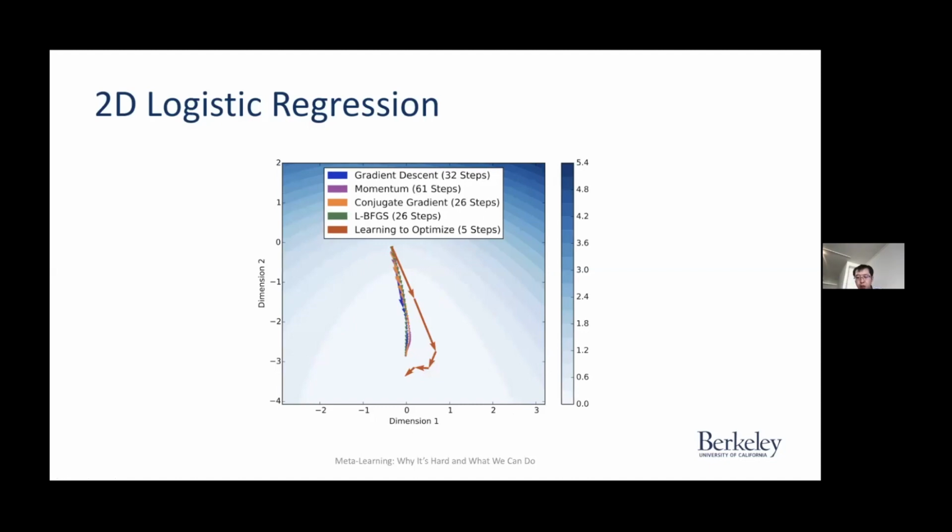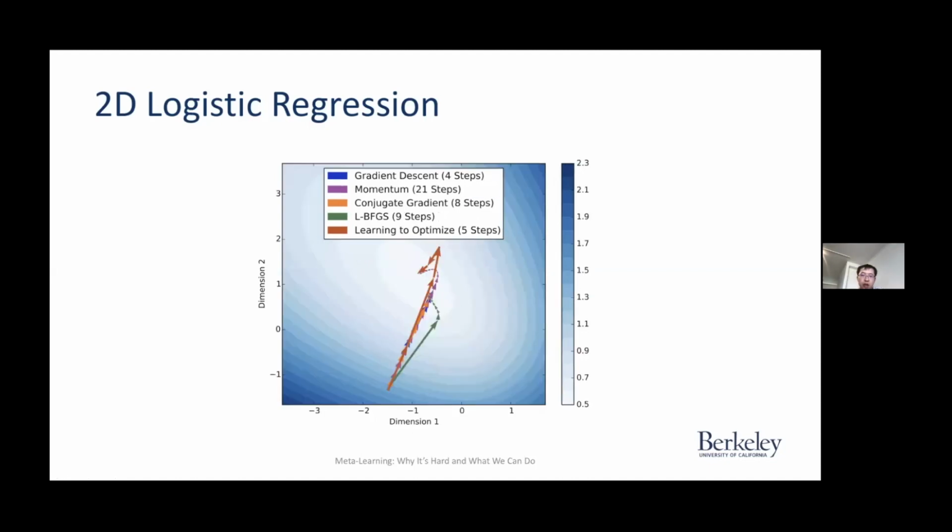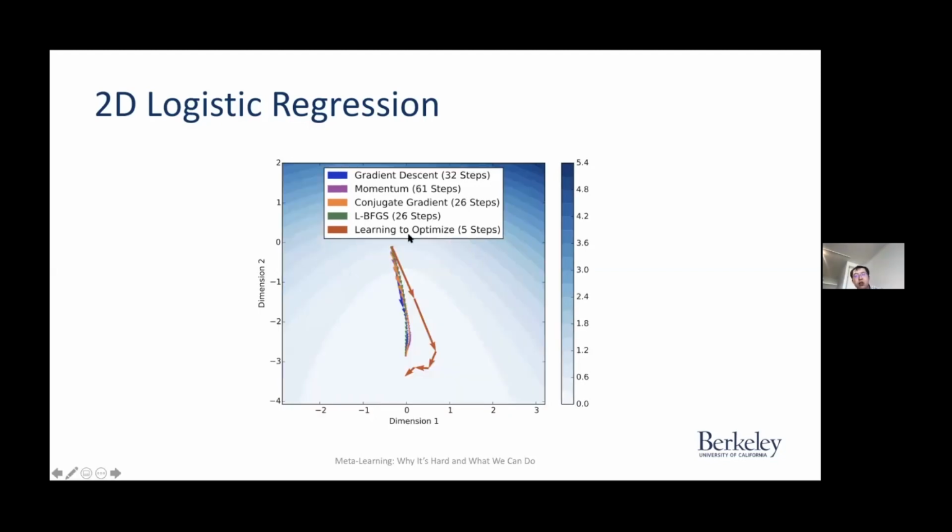So we have another example here. These are all unseen test objective functions, so the learned optimizer hasn't seen these during training. This is another one where all the other optimizers are suffering from vanishing gradients. The gradients are really small, and so you need a lot of steps in order to reach the optimum. And this is what the learned optimizer is actually able to achieve.